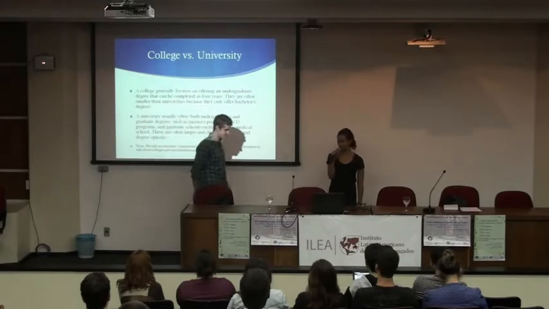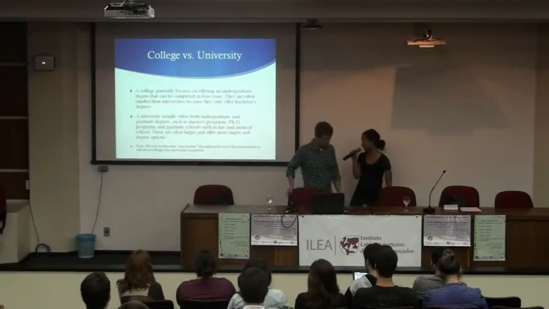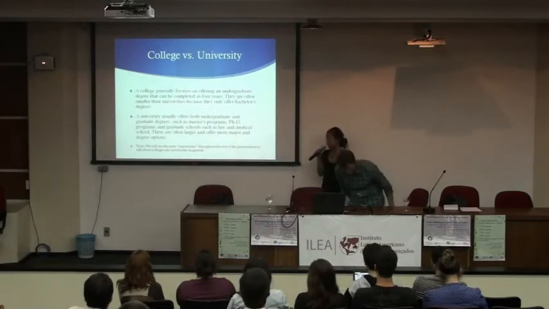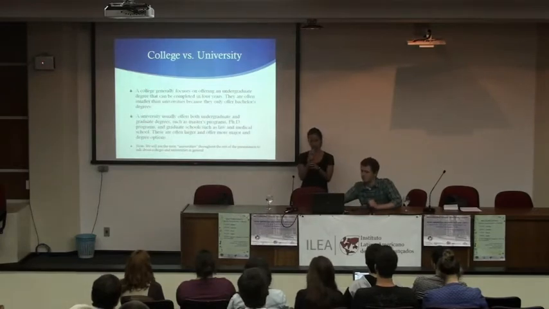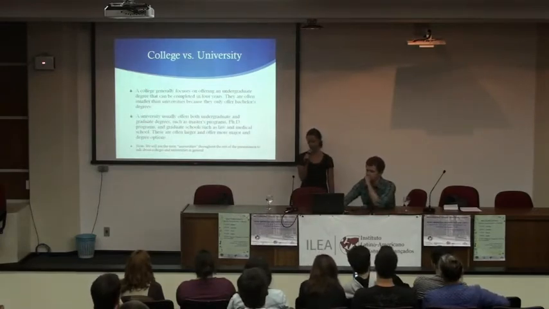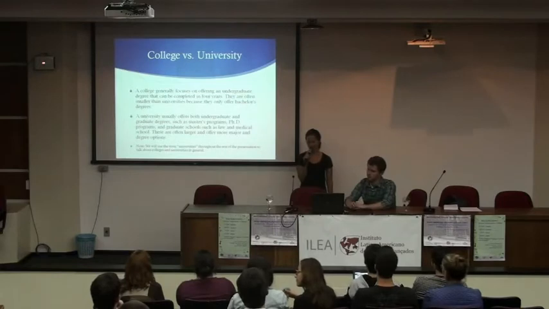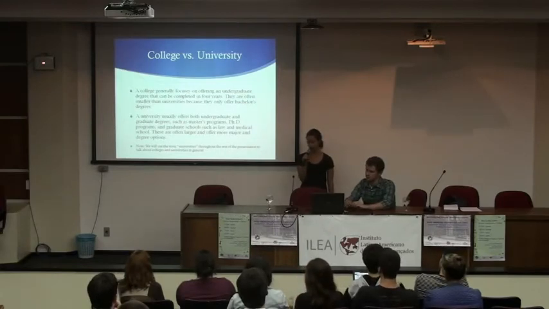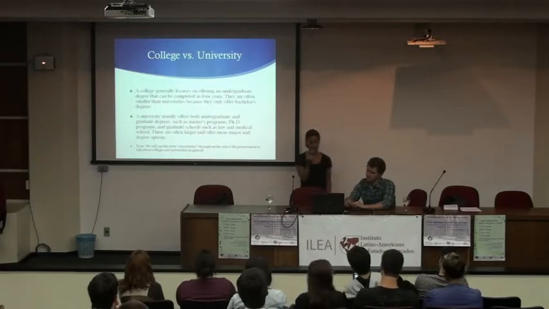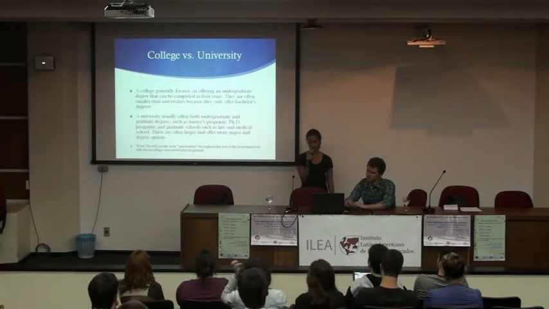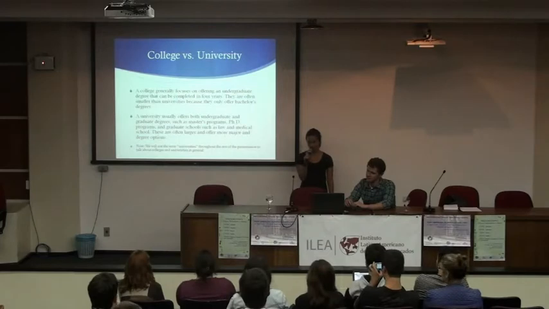Okay, so the first terms that you should know are college and university, and you may have heard both these terms being used when talking about the American educational system, and there is actually a difference between the two. A college is a smaller institution that generally focuses on offering an undergraduate degree that can be completed in 4 years. This is called a bachelor's degree. You have the same thing here.